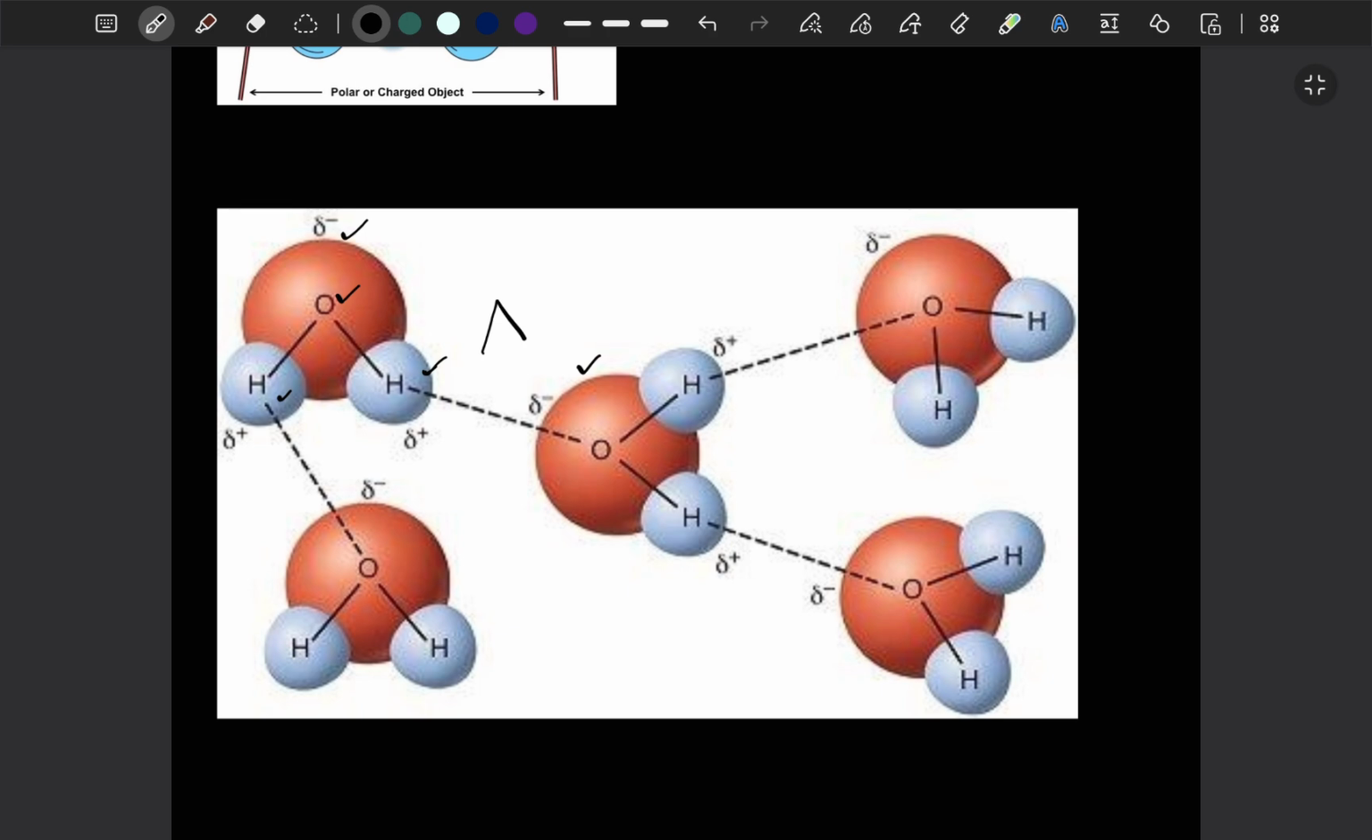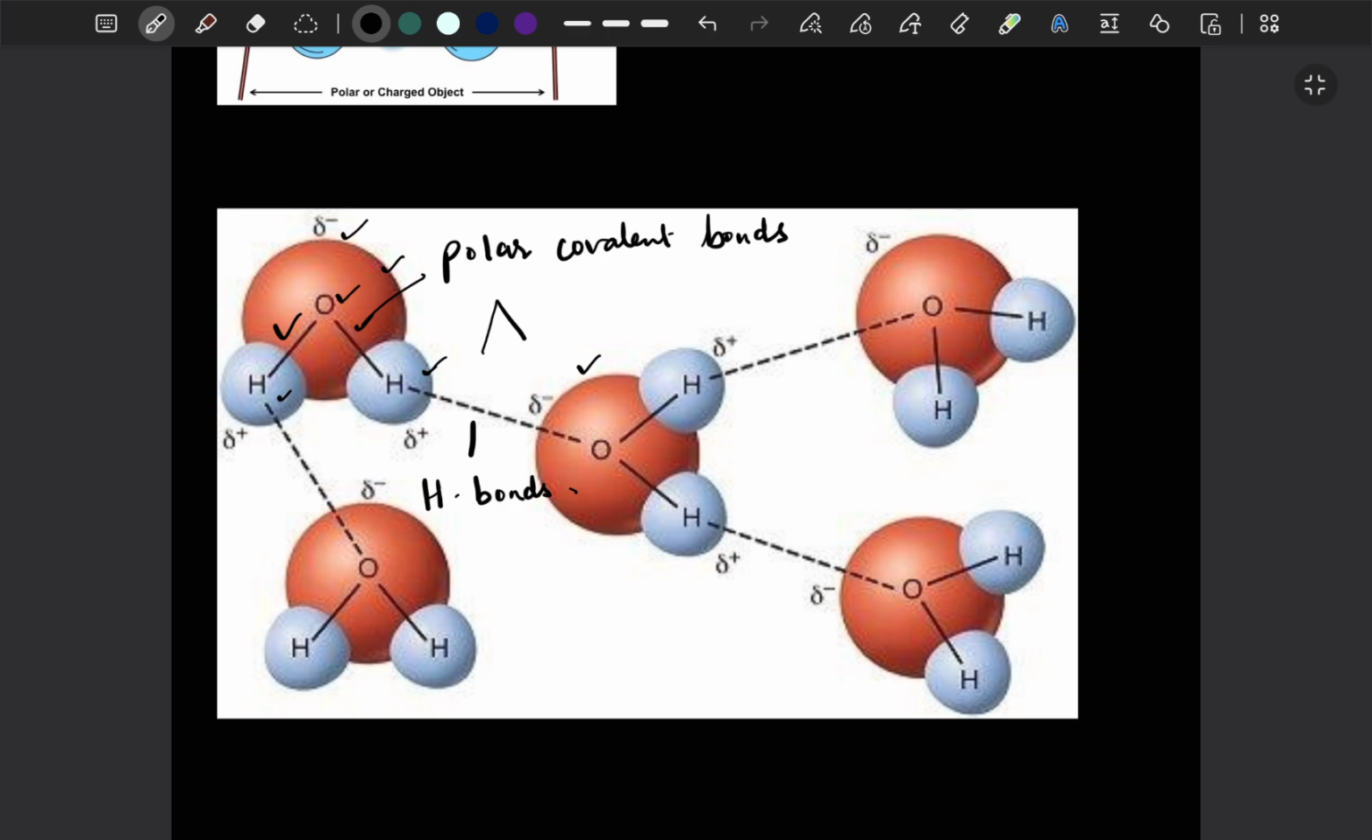Clear? So, we can say the water itself has polar covalent bonds. Which bond? We have studied it earlier. Polar covalent bonds, and because of the polar bonds, there are partial positive and partial negative charges on hydrogen and oxygen respectively. So, the oxygen of one water molecule is attracted to the hydrogen of another, leading to the formation of hydrogen bonds. Clear?